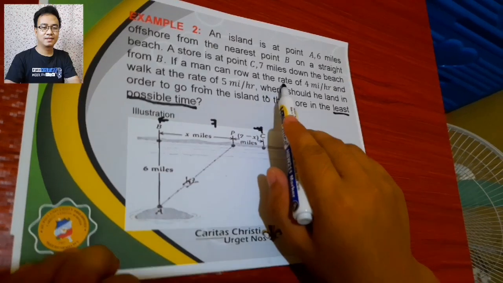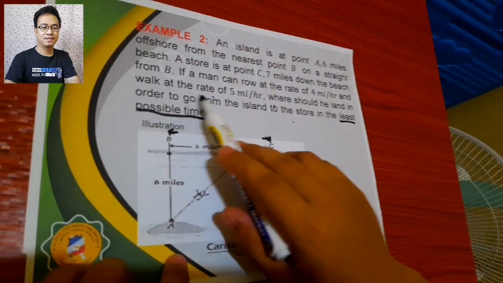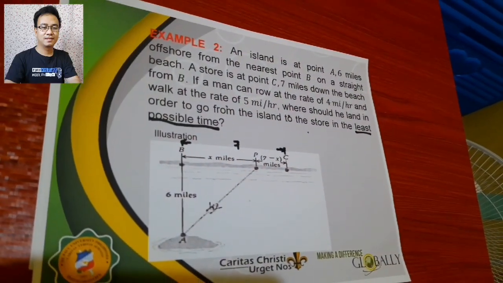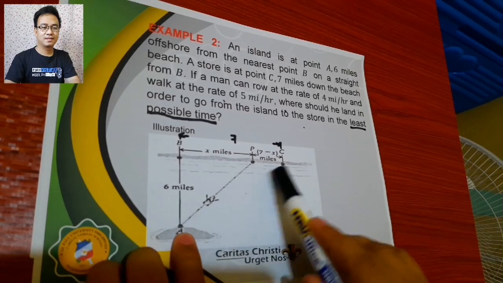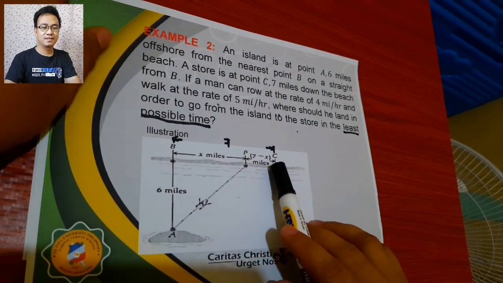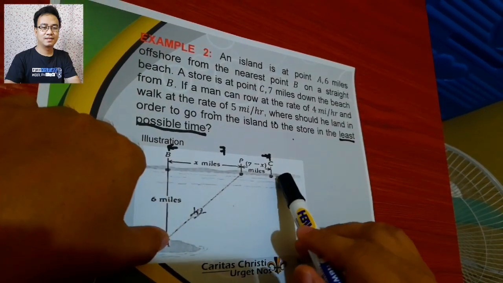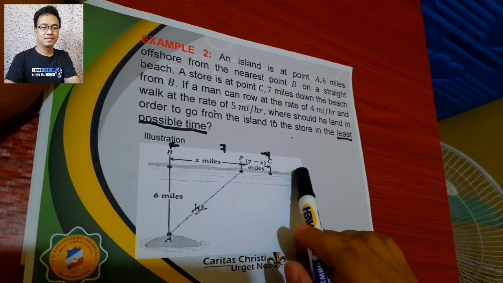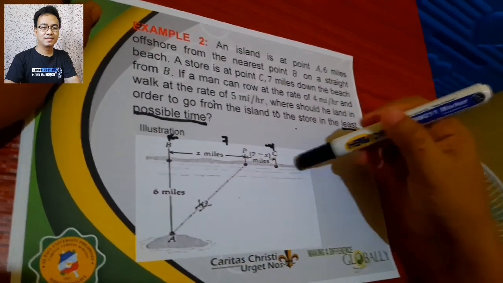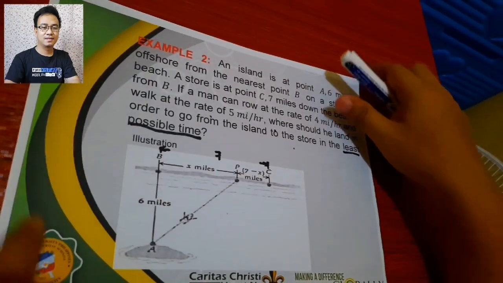If a man can row at the rate of 4 miles per hour and walk at 5 miles per hour, where should he land in order to go from the island to the store at the least possible time? So, saan siya dapat lalapag in order na manggagaling siya dito sa island, papunta siya sa store na yung pinakamabilis para sa kanya na makakapunta siya sa store. Okay. So let's try this one.